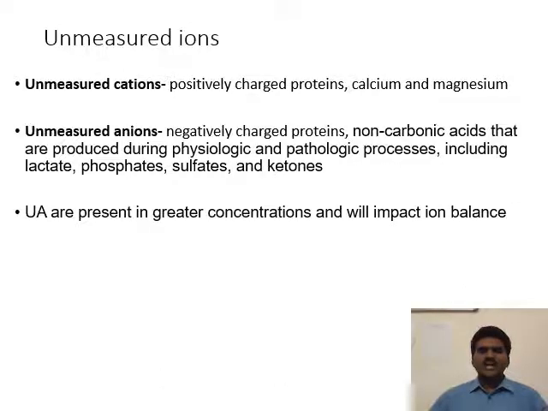So what are these unmeasured ions? Unmeasured cations are mostly positively charged proteins, also calcium and magnesium. At non-physiological stages, they are very negligible and they cannot affect the acid-base status of the body to a greater extent. Unmeasured anions: negatively charged proteins and non-carbonic acids that are produced during physiological and pathologic processes, like lactate, phosphates, sulfates, and ketones. When there is alteration in the metabolism, these substances can accumulate to a greater extent and cause a proper change in the acid-base status or the charge status of the body.